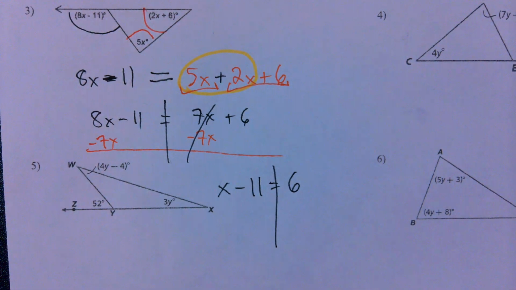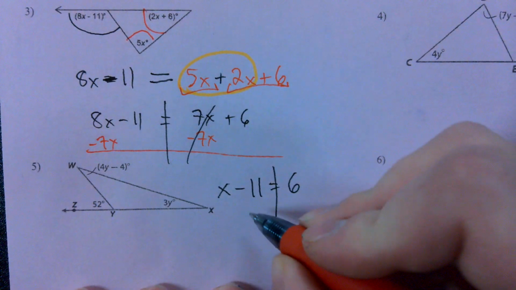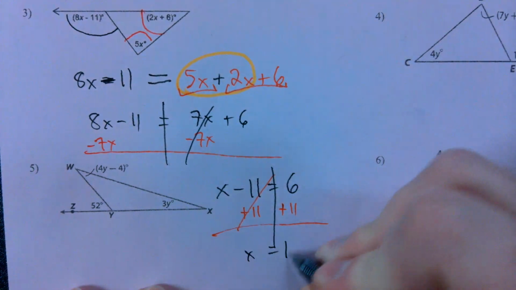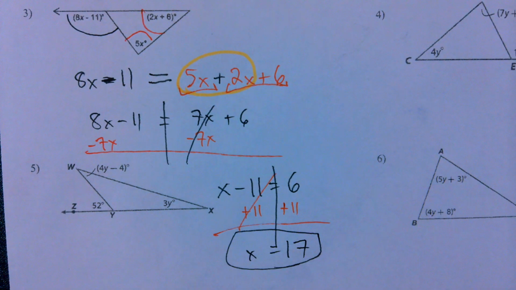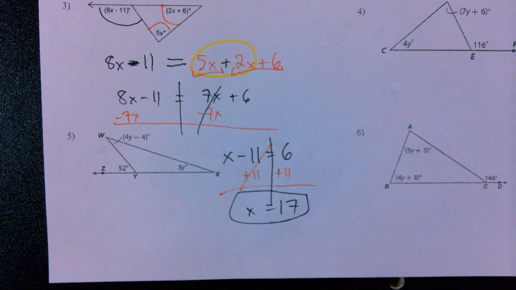So when it comes to moving your variable term, determine which way is going to make your variable positive, which is this way. Now we can add 11 to both sides, and that gives us x equals 17. Not 17 degrees. We didn't find the missing angle. We found the missing variable. So our answer is just 17.